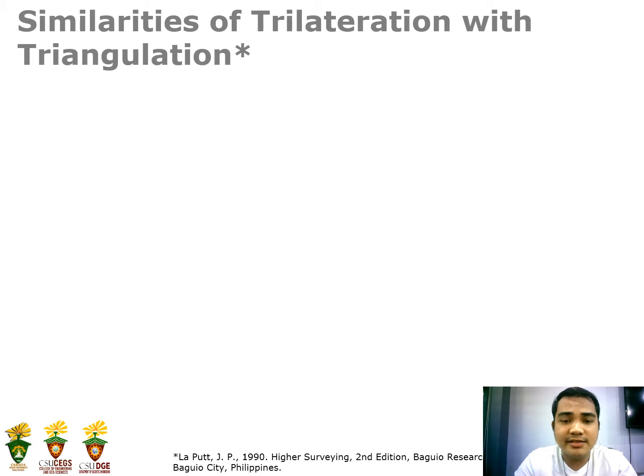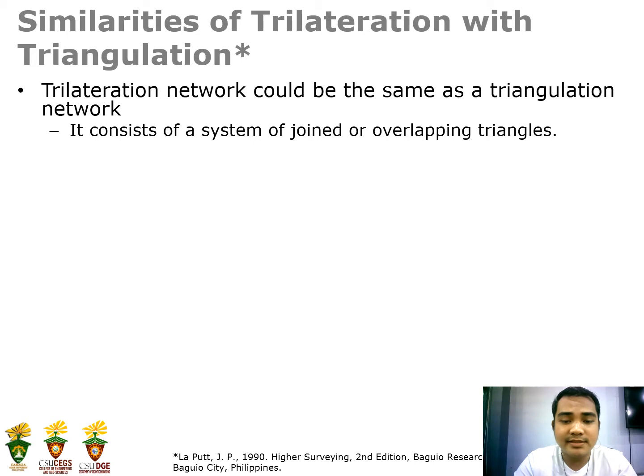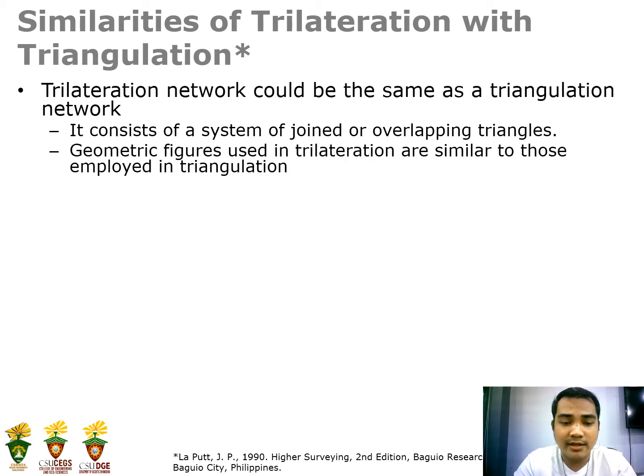Here are the similarities of trilateration with triangulation. First is, a trilateration network could be the same as a triangulation network. Since it is the same network, only the method used is different. In triangulation, the angles are directly taken, and in trilateration, the distances are directly measured. It consists of a system of joined and overlapping triangles. And the geometric figures used in trilateration are similar to those employed in triangulation.